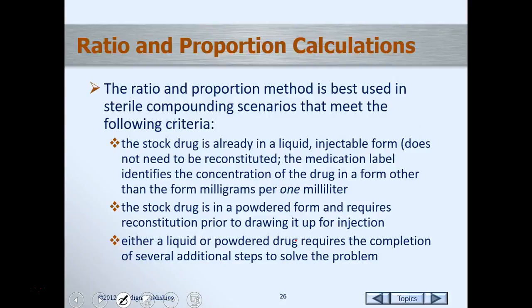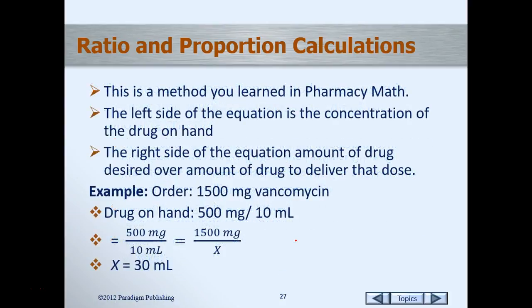Now, the ratio and proportion method is best used in sterile compounding scenarios that meet the following criteria. The drug stock is already in a liquid, injectable form, doesn't need to be reconstituted, and even if it does, once we're given the amount of reconstitution, we can use that concentration. The stock drug is in a powdered form, or the liquid or powder requires completion of additional steps. This is one of the methods you should have learned in pharmacy math. It also was reviewed in the pre-course assessment.